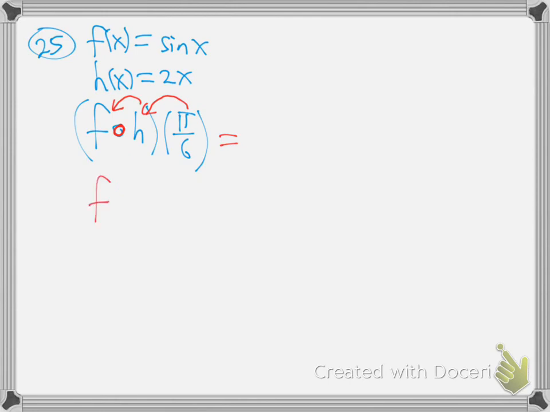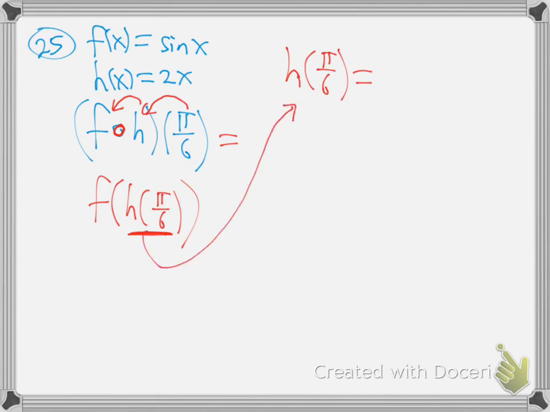So that means we have to take f of h of pi over 6 like that. Does that make sense? So let's start with the inside, just the inside. What's h of pi over 6? Start with the inside. I do that all in my head. So how do we do h of pi over 6?